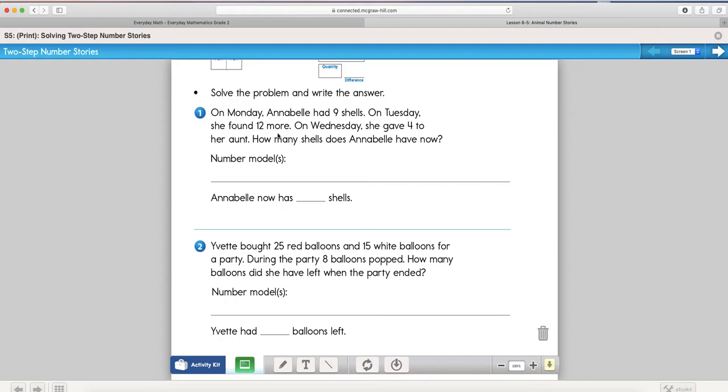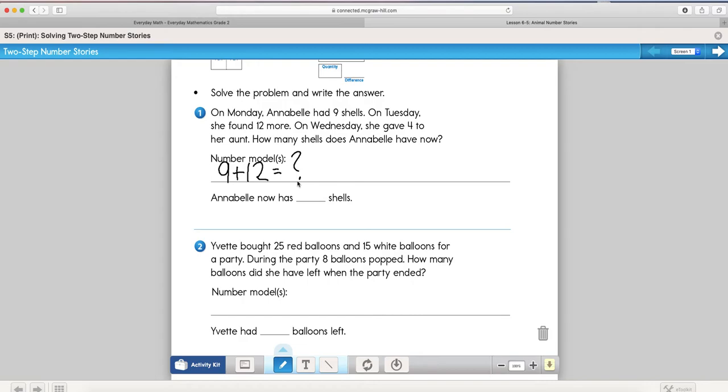Timothy, stay on the page we need to be on. So if we are finding more than what we had to start with, we need to add those 2 numbers together. So our first number model would look like this. Oops, not if I don't have my pen. 9 plus 12 equals question mark. Do we know how many that's going to be just yet? No. So that's why we need to make sure, Landon, that we're writing down this number model with our question mark.